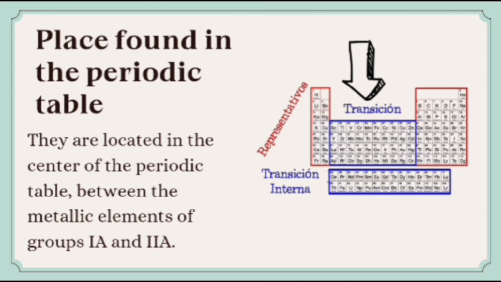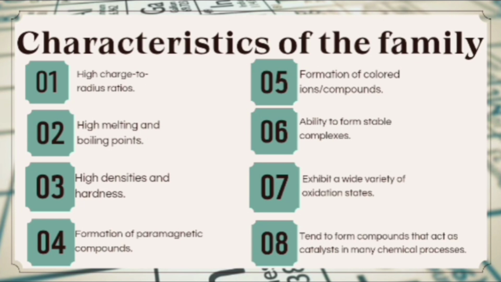Now, the place where they are located on the periodic table. The transition elements are located in the center of the periodic table, between the metallic elements of groups 1A and 2A.